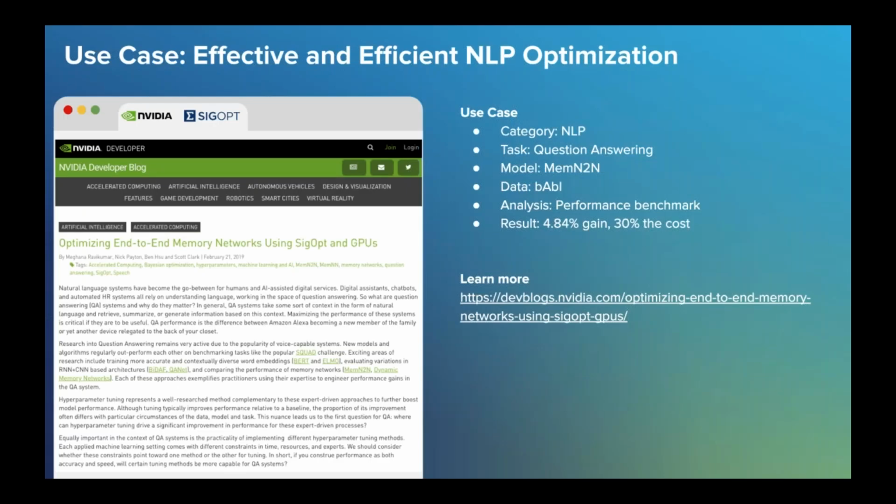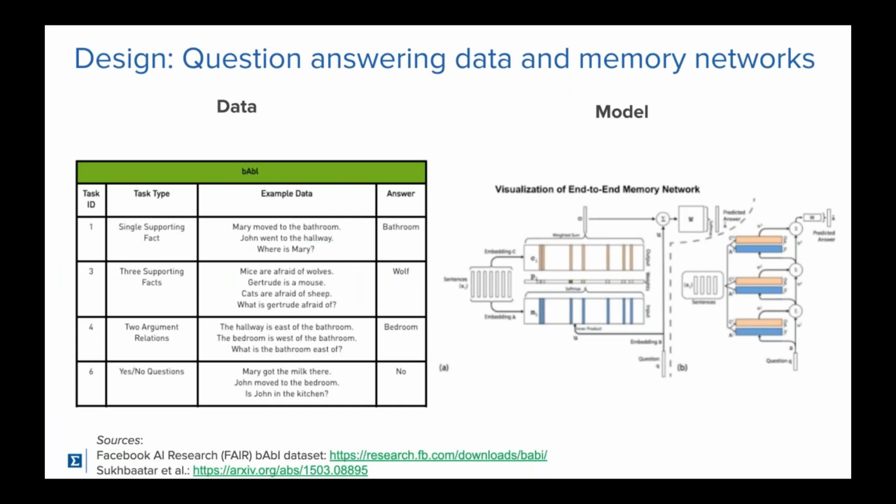In this example, I'm going to be walking through another piece of joint work that we've done with NVIDIA. This one was optimizing end-to-end memory networks. It was a great paper by Facebook AI Research around question answering using memory networks. Basically, being able to give the model specific pieces of information, like Mary moved to the bathroom, John went into the hallway, and then asking it a very specific question where it might have to apply logic, where it might have to corroborate information, etc., to get to a specific answer.